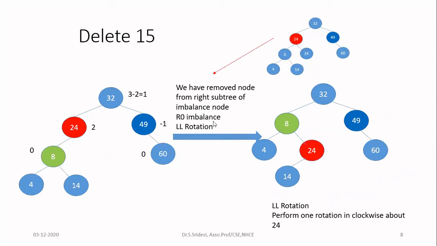Okay, so about which node? Here you consider which is the imbalance node. The imbalance node is 24. About this 24, you are going to perform one rotation in the clockwise direction. So now look at this diagram. 24 is here. I'll be now pulling this 24 down in the clockwise direction. So like this, I am going to pull 24 down. When I pull 24 down, 24 will come here. At the same time, since you are pulling 24 down, 8, 4, 14 will all move up.